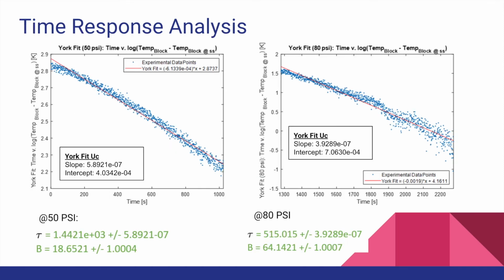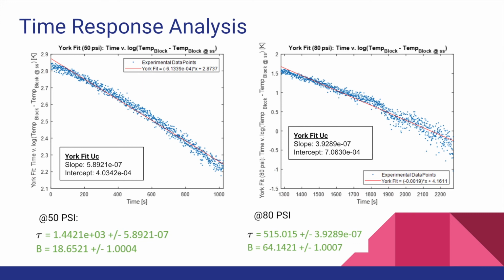On this slide is the time response analysis for 50 psi on the left and 80 psi on the right. These were found by doing a York fit on the plotted data of time versus the log of the block temperature at set time minus the block temperature at steady state. This provides us with the values for tau and beta, which were extracted based on the natural log of the York intercept for beta and the negative inverse of the slope for tau. The uncertainties involved are small for tau and significant for beta values.